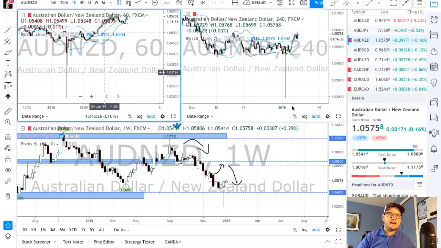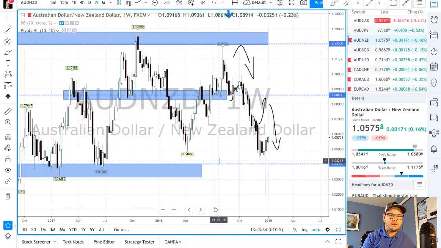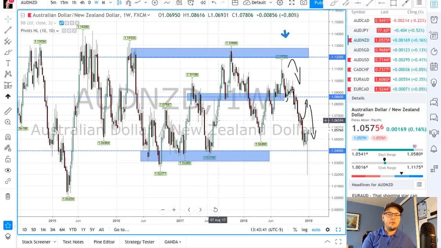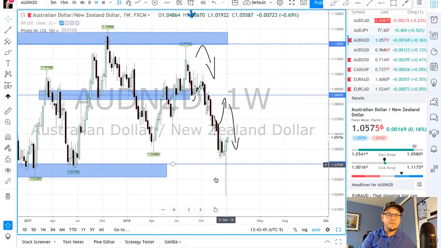The first pair I want to look at is AUD NZD. We'll just make this bigger. This pair is coming back to a support area, at 1.04. And you can go back and see that over time, price touches that zone a couple of times. So I'm going to look for bullish trades there. Now, because of this crash last week, we're not there yet. We'll have to wait for price to come closer to this level.